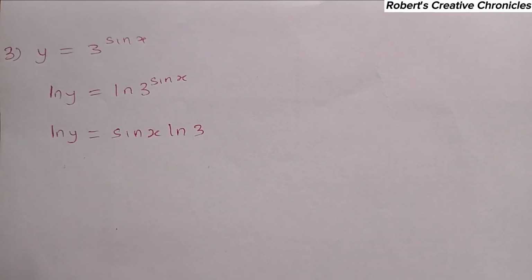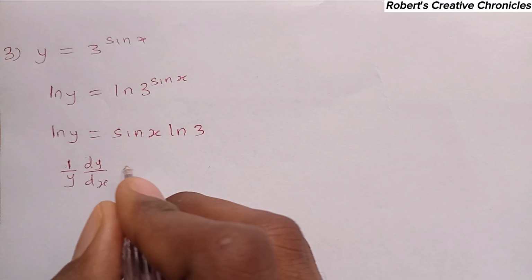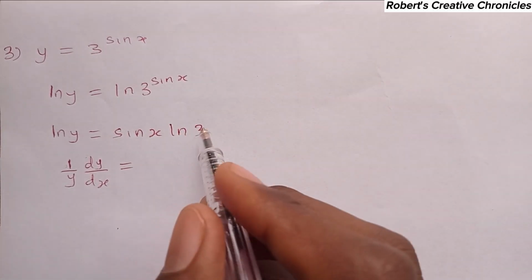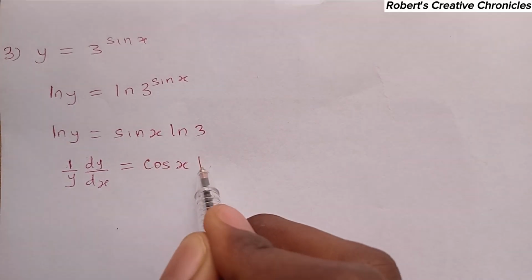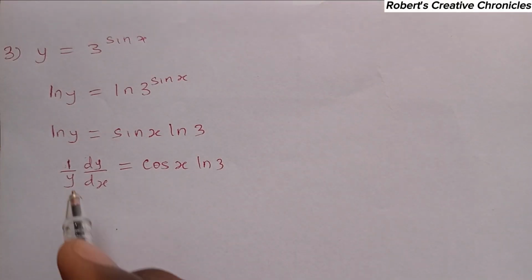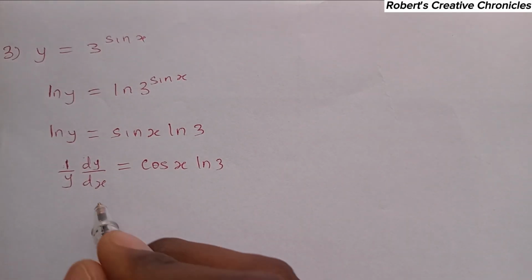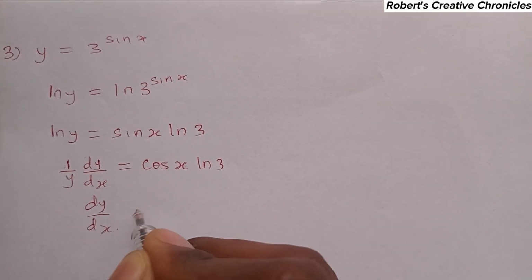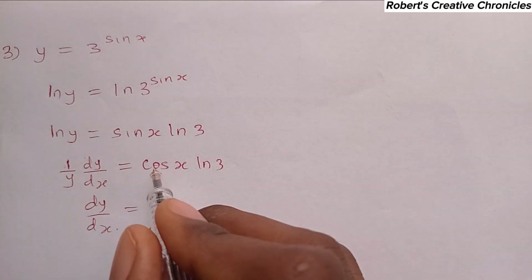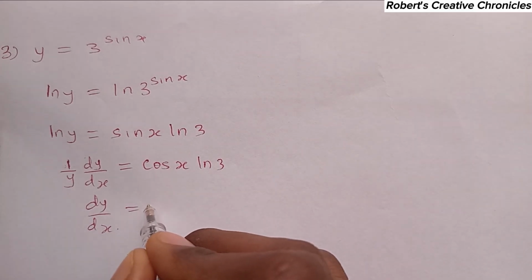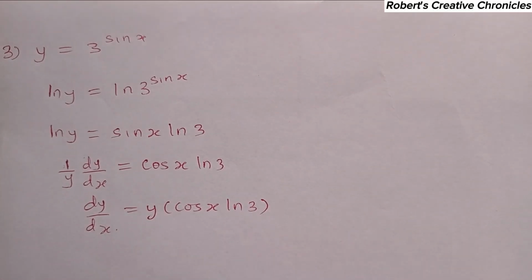So now the derivative of ln y is what? It's 1 over y, then you add dy over dx. Then ln 3 is a constant. So the derivative of sine x is cos x times the constant. So now we can remove 1 over y from here to make dy over dx the subject of the formula. So dy over dx is equals to, cross multiply, y will multiply by cos x ln 3, to become y cos x ln 3.